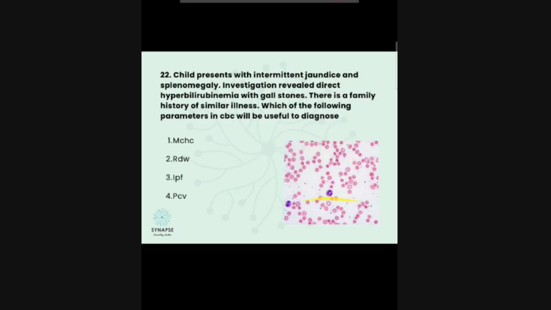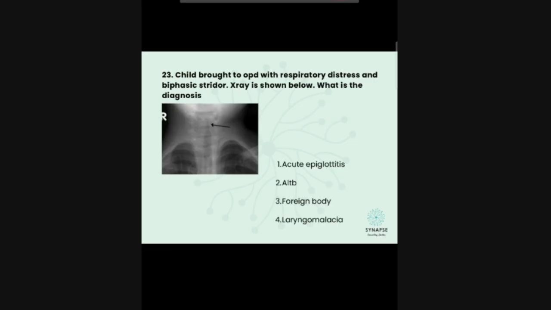Next, a child is brought to OPD with respiratory distress and biphasic stridor. An X-ray is shown below. What is the diagnosis? What are you able to see here? This is nothing but the steeple sign. Check the options: acute epiglottitis, ALTB (acute laryngotracheobronchitis), foreign body, laryngomalacia.